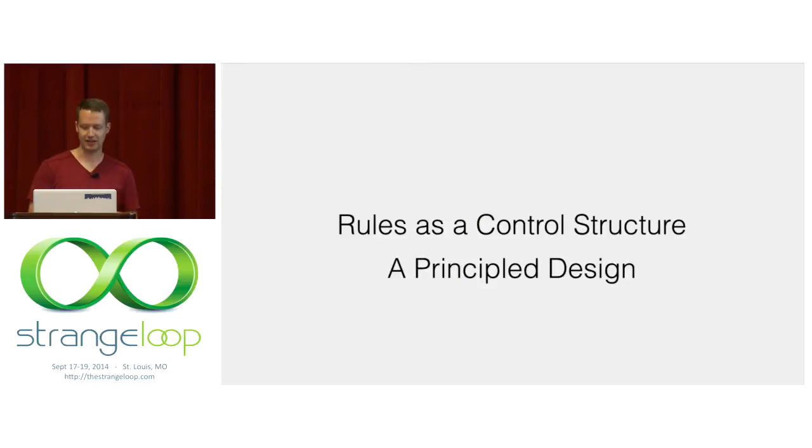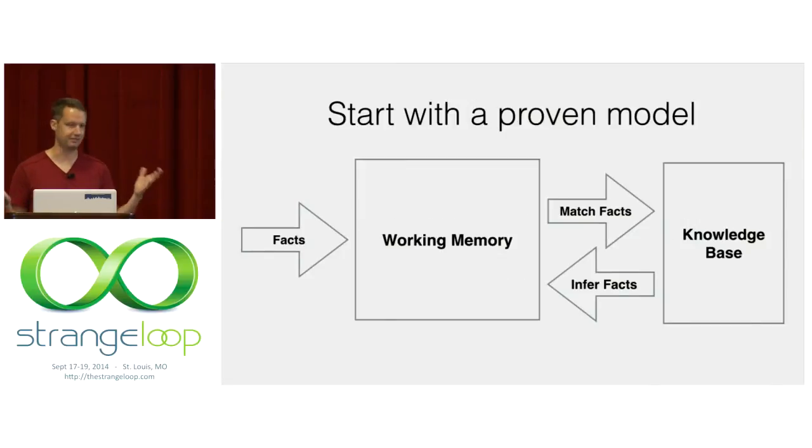And so I'm going to take a look at what I'm calling a principled design for rules as a control structure. And by this, I think that if we can take a few premises, a couple basic assertions, we can come up with a design for how we could implement rules and make it a first-class participant in our development process. So we'll start with really the proven model.